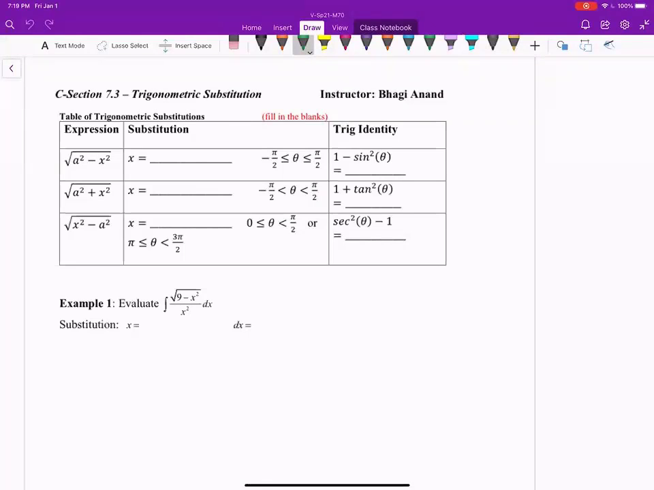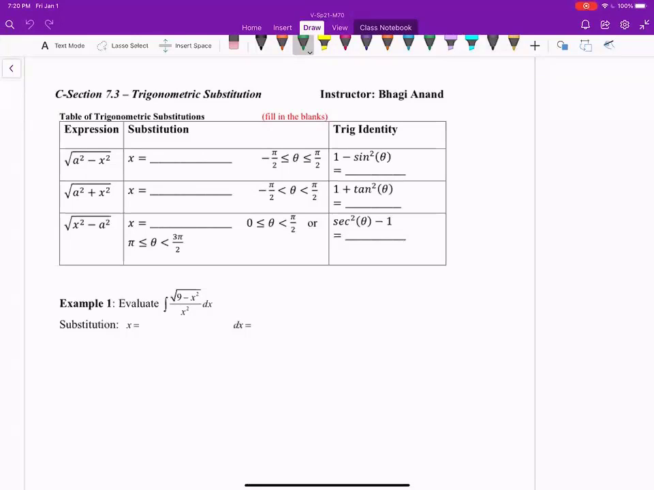Welcome all. In this section 7.3, we are going to be talking about trigonometric substitution to evaluate an integral. The earlier two sections were about integration by parts and then trig function combinations. This is the third section in chapter 7. Here we are going to see how to apply trig substitution to evaluate an integral.